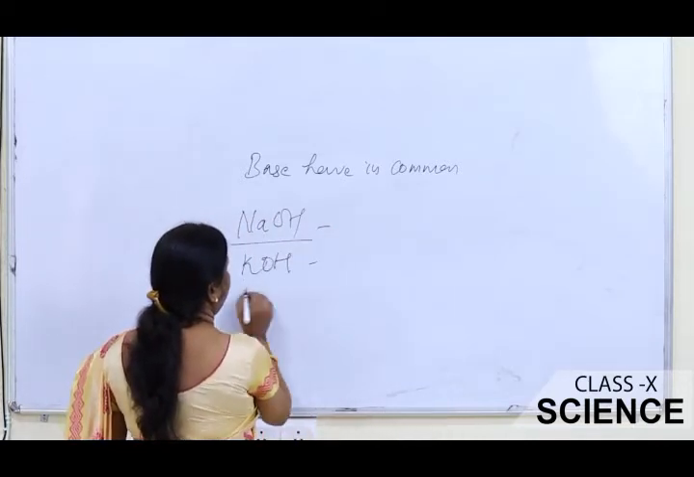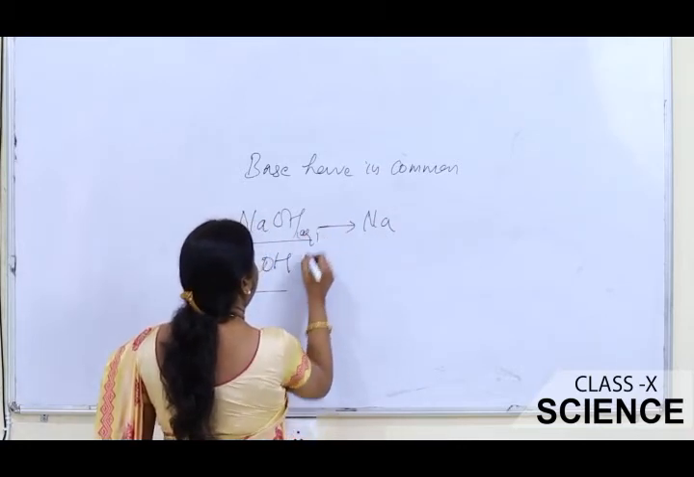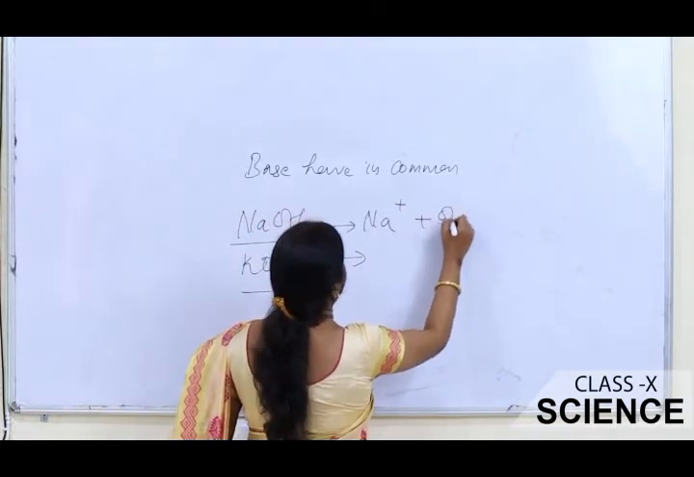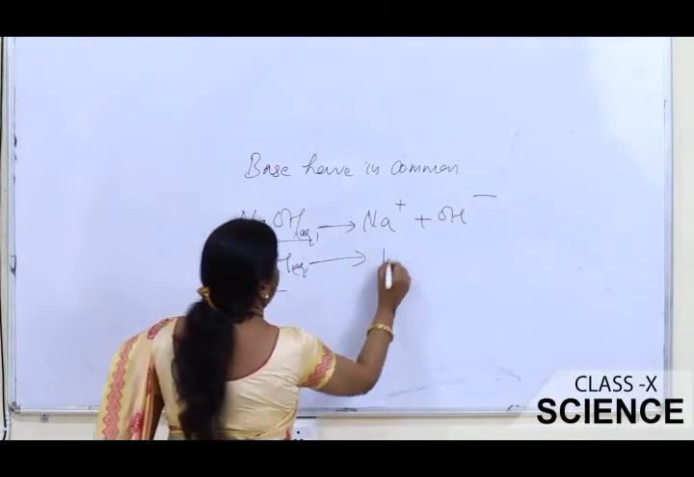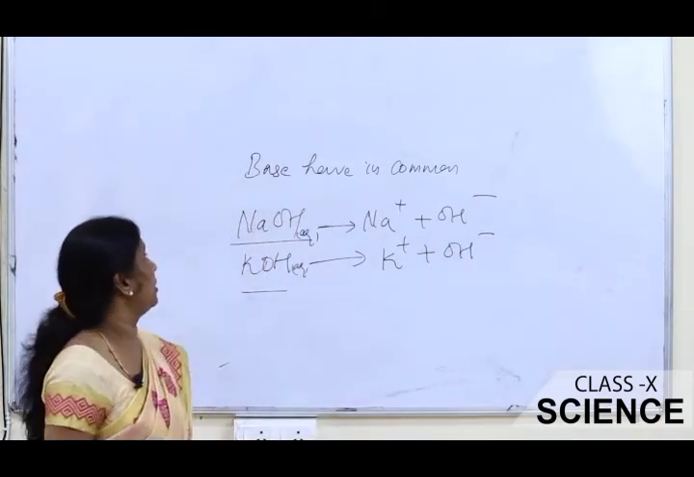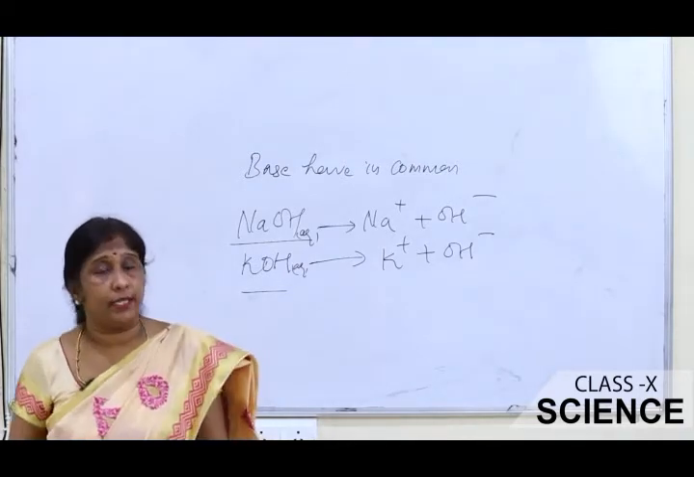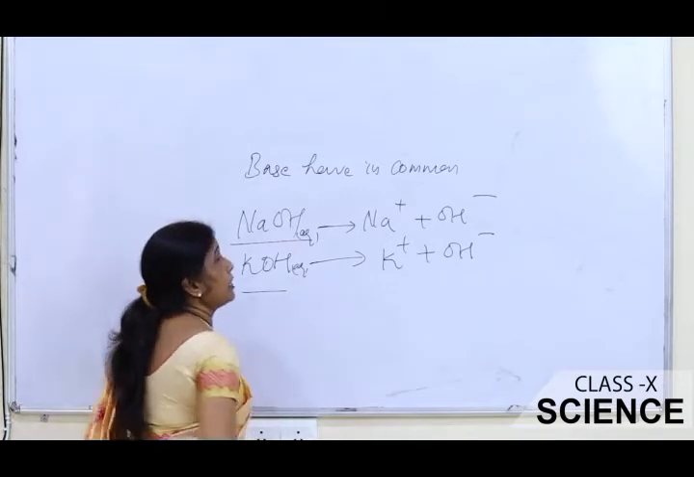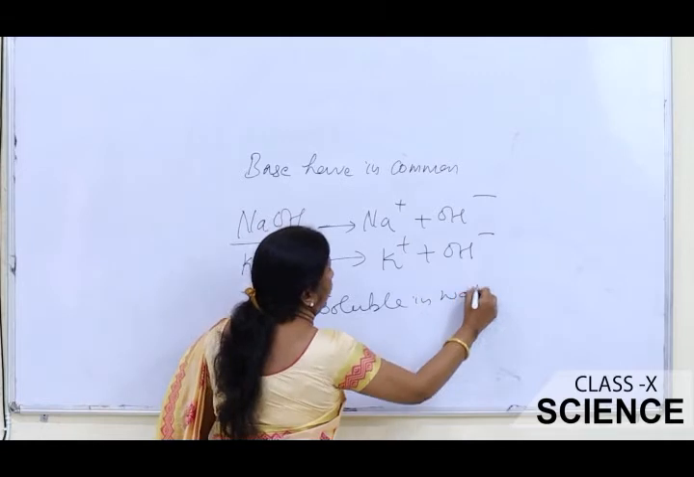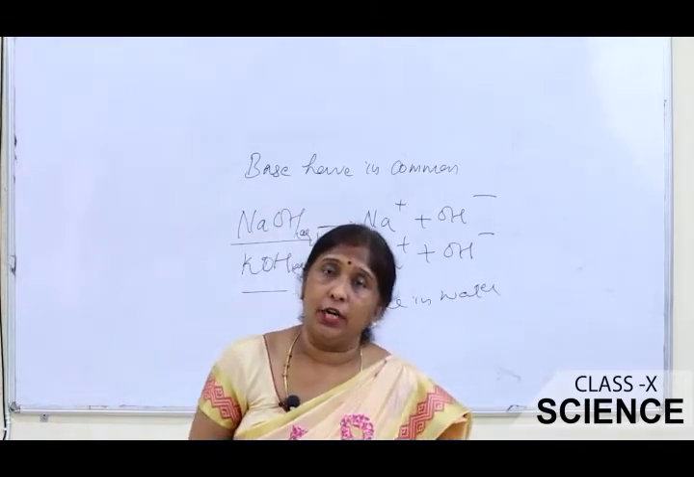For example, sodium hydroxide, potassium hydroxide, when they get dissociated with water in the aqueous state, will form Na plus OH minus ions, right? Now here also K plus OH minus ions. So a base on dissociation with water produces hydroxyl ions. This is a common property of all the bases. And one more thing, the base which is soluble in water is called an alkali.